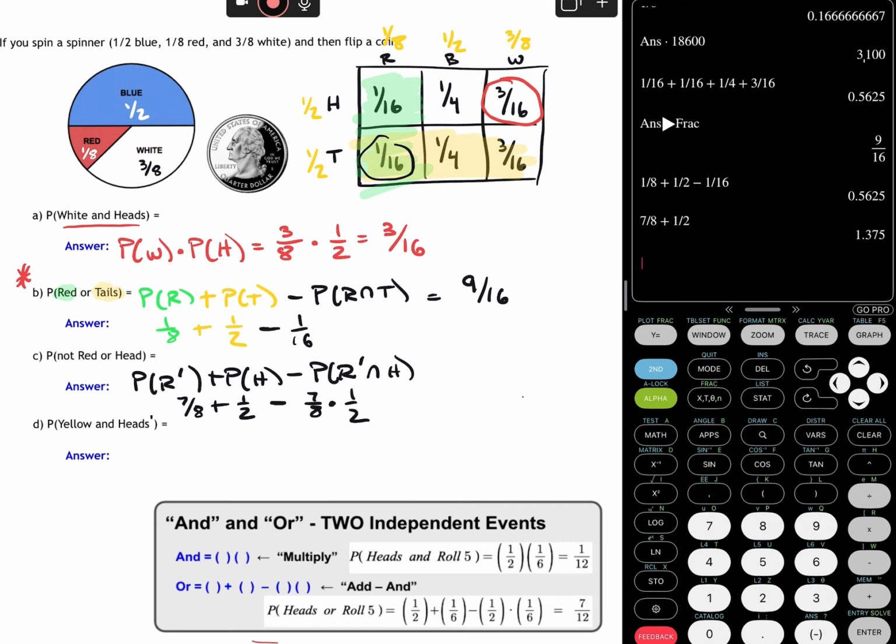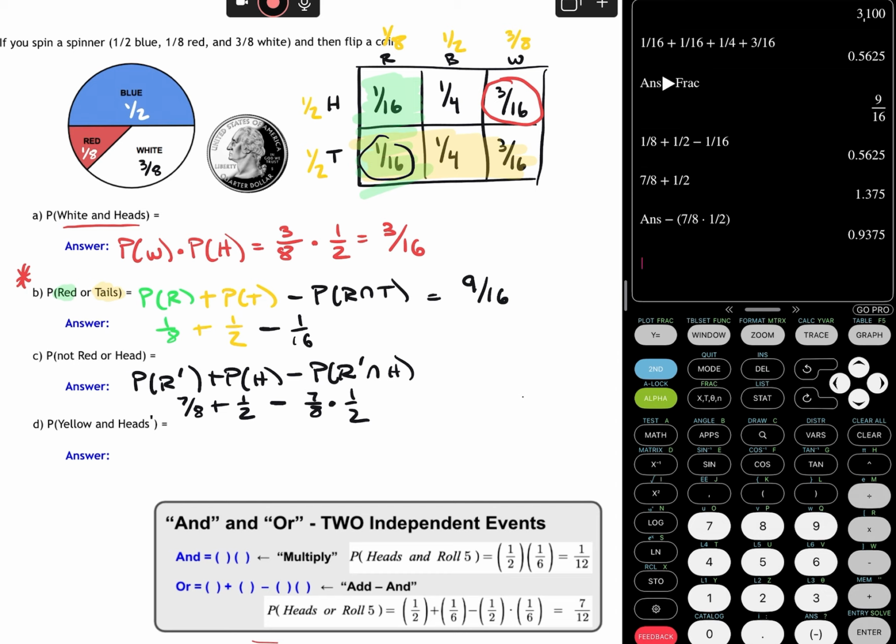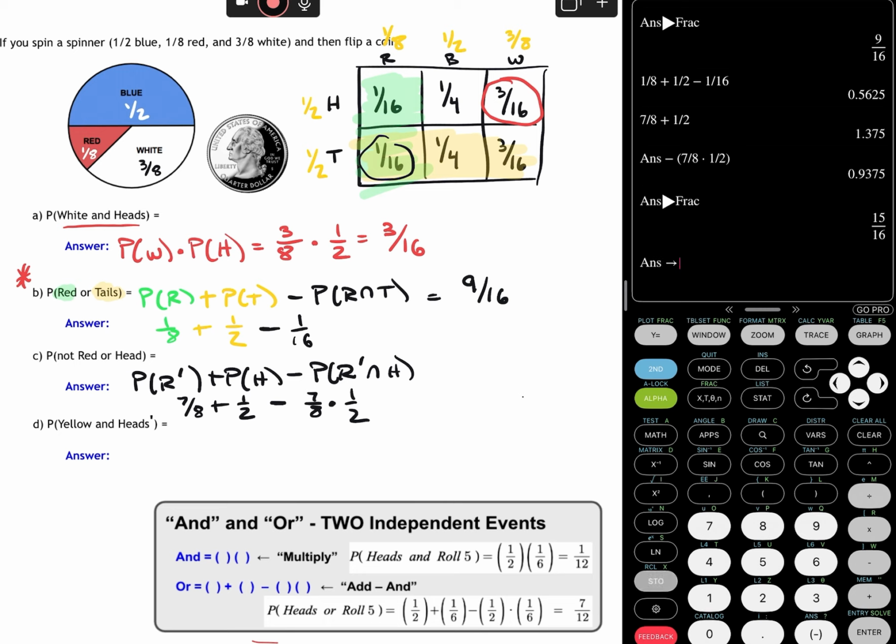So we're going to take that previous answer, which is the sum, and we're going to subtract from it 7/8 multiplied by 1/2. And when you do that, you end up with your solution, something a little bit less than 1. We can convert it to a fraction, and so your answer would be 15/16. So very likely 15/16 that would happen. If you look at this, not red is all of these options over here, or heads would be this one here. So all of these 5 boxes are included. The one we don't include is 1/16, which is exactly what this is missing.